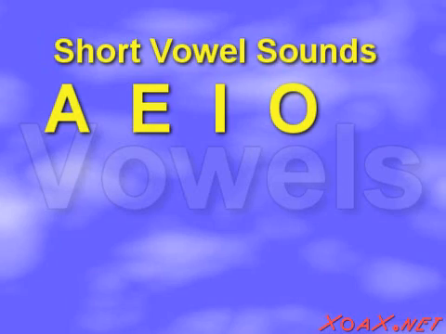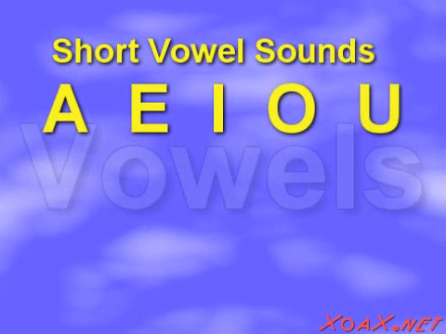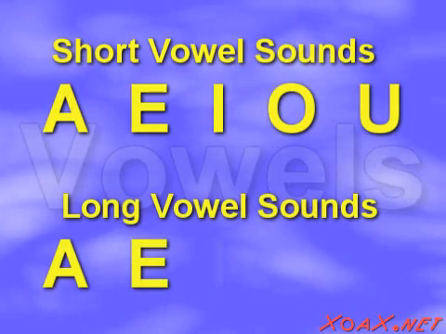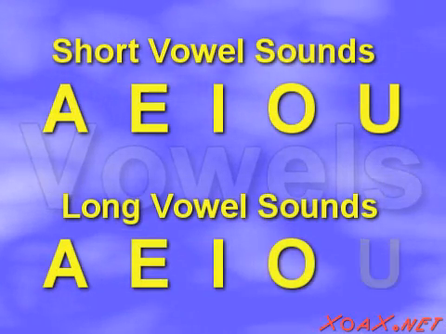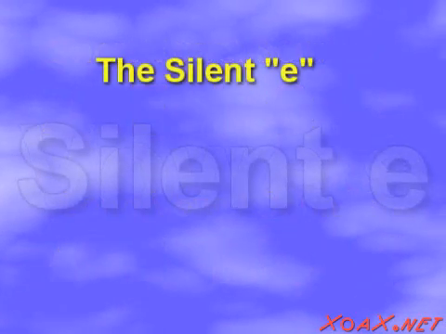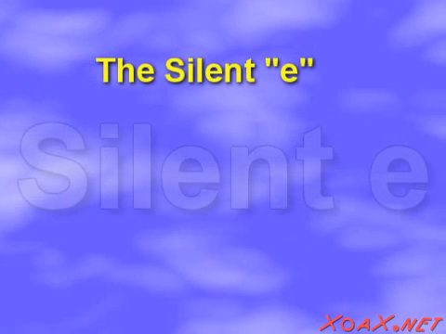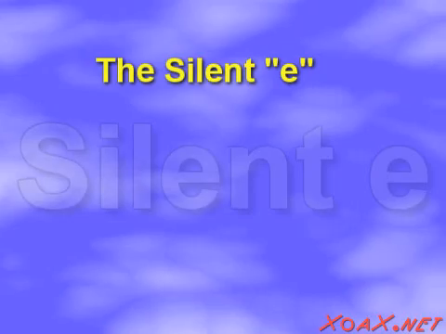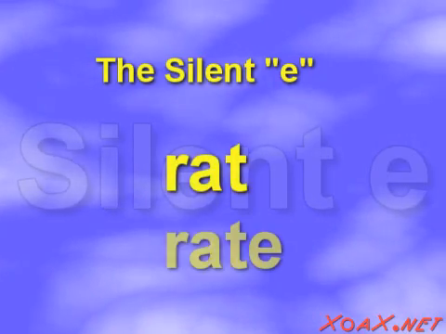To review, we have 5 short vowel sounds, and we have 5 long vowel sounds: A, E, I, O, and U. Long vowel sounds are often formed from short vowel sounds by adding a silent E to the end of the word, like rat and rate.